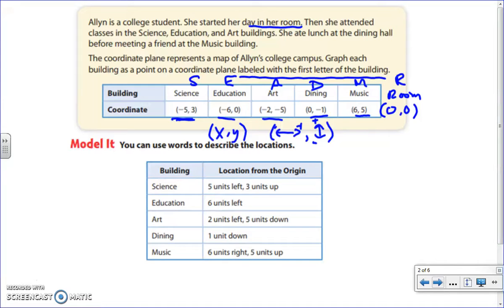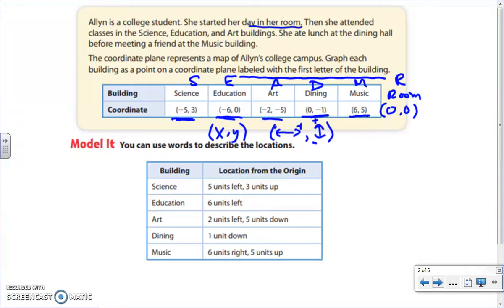If education is negative 6, 0, we're going to move left 6 units and up and down no units at all. We stay right where we're at. Art is at negative 2, negative 5, so we move left 2, down 5. Dining hall, we don't move left or right at all, we just go down 1 unit. And then music, we have both positive values, so we go to the right 6 units and up 5 units.